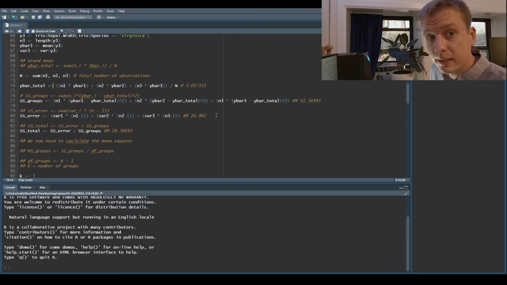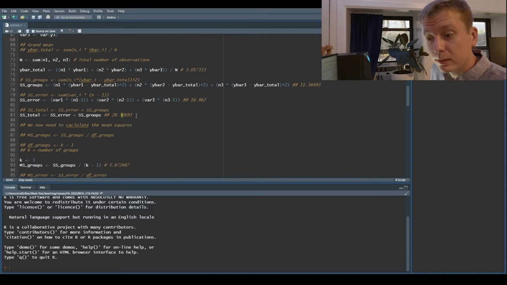The sum of squares error is very simple. All you do is take the variance of each group, so in this case, variance of the first group, times the degrees of freedom of that first group, plus the variance of the second group, times degrees of freedom of the second group, plus the variance of the third group times the degrees of freedom of the third group. And you should get 16.962.